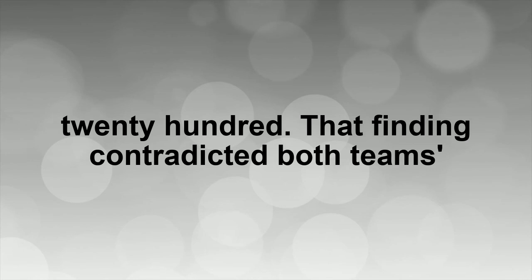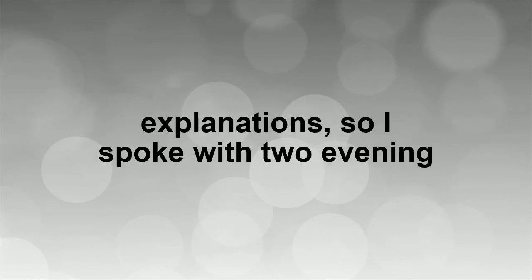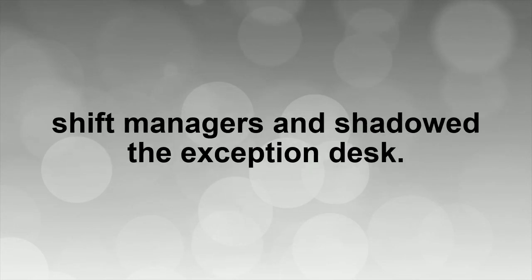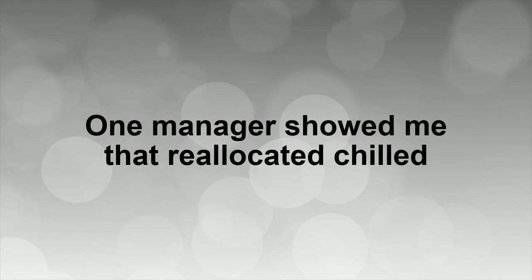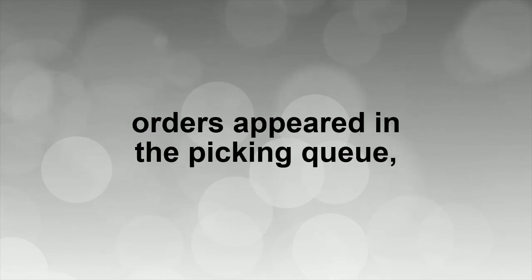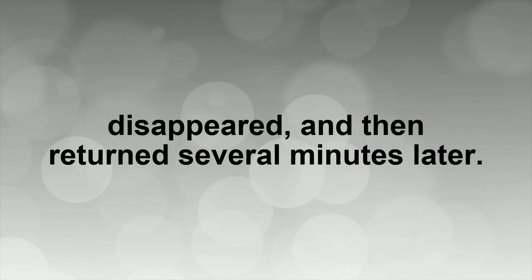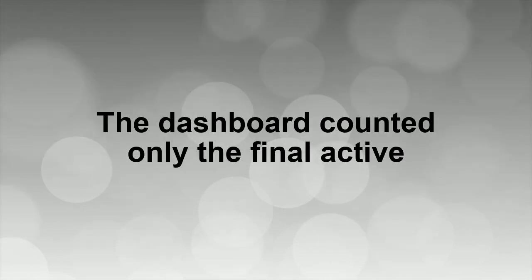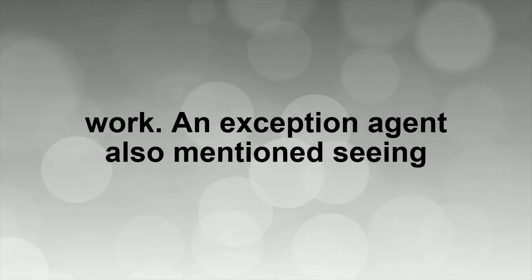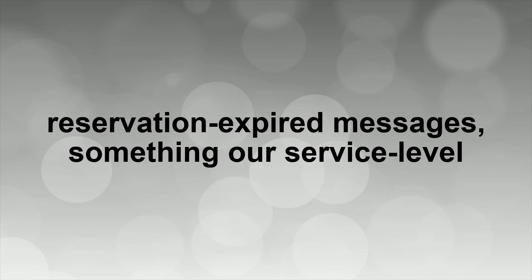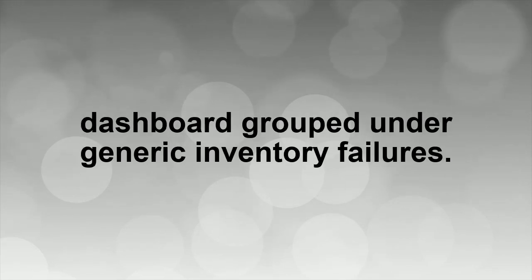That finding contradicted both teams' explanations, so I spoke with 2 evening shift managers and shadowed the exception desk. One manager showed me that reallocated chilled orders appeared in the picking queue, disappeared, and then returned several minutes later. The dashboard counted only the final active queue entry, so it hid that wasted work. An exception agent also mentioned seeing reservation expired messages, something our service-level dashboard grouped under generic inventory failures.